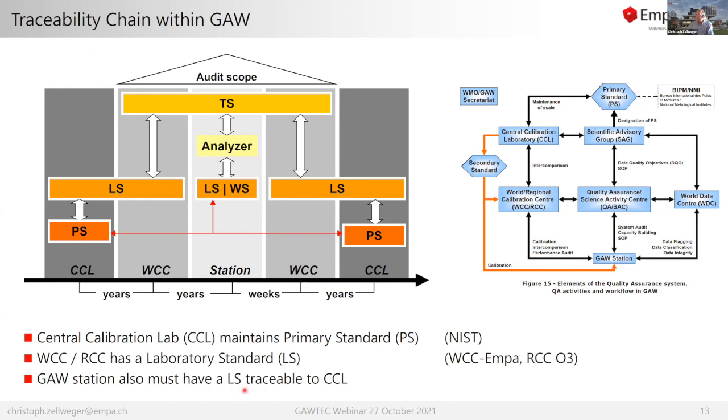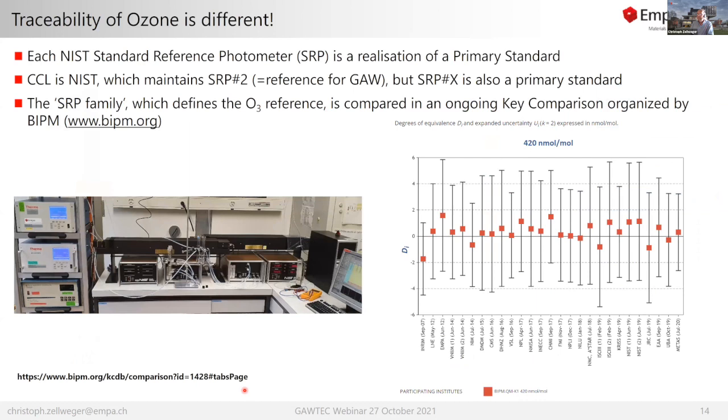But ozone is a little bit different because we have these 60 instruments worldwide, and not only one instrument. It's not only the SRP number 2 of NIST, which is the primary standard, because each of these SRPs is a direct realization of a primary standard. We have kind of 60 primary standards. And these primary standards are compared in the key comparisons organized by the BIPM in France.